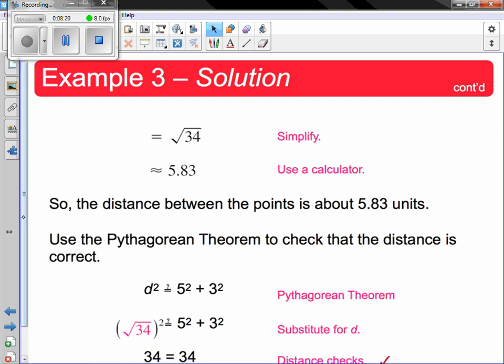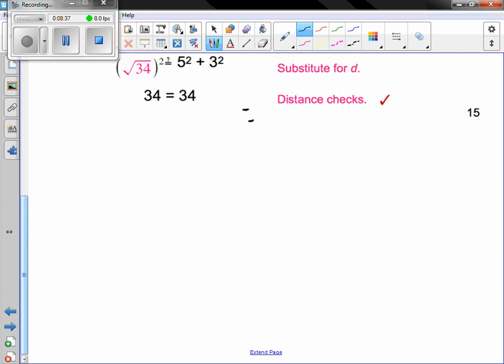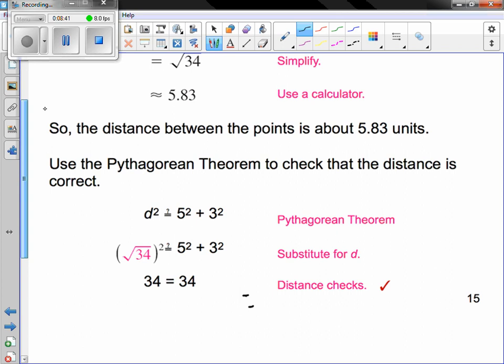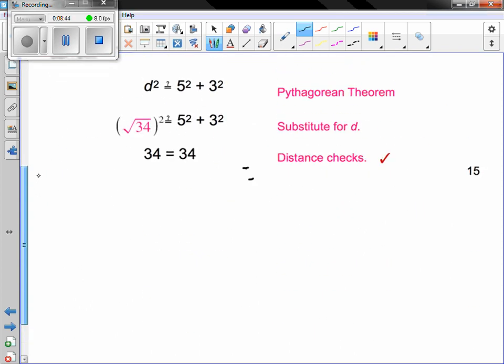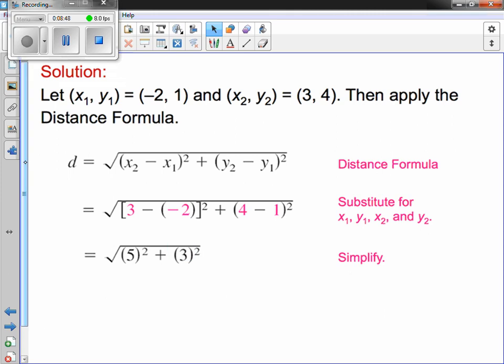Now, if we want to use the Pythagorean theorem to check the distance is correct, we can. Because what this is saying, and if I can extend the page. It's always going to be a little off. So if we use our points, I'll come back here. So 2, -1, and 3, 4.